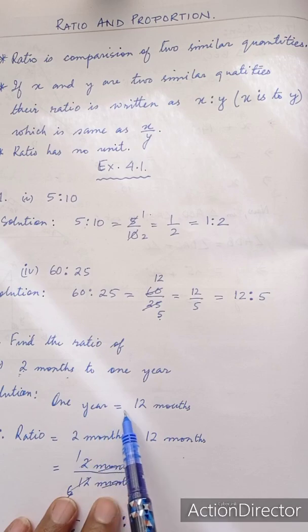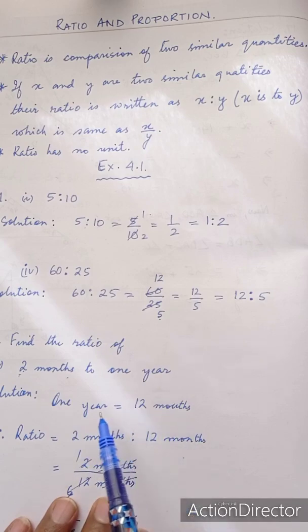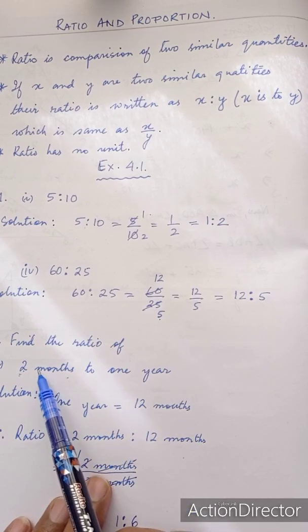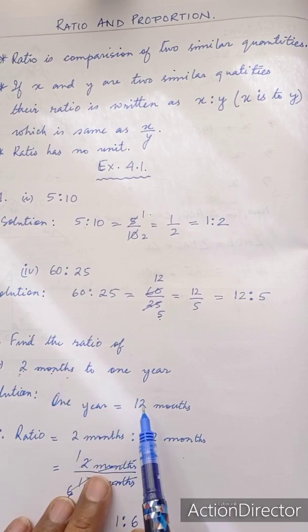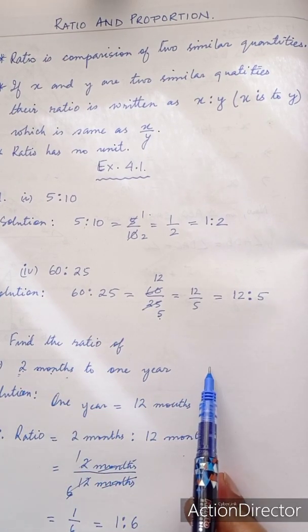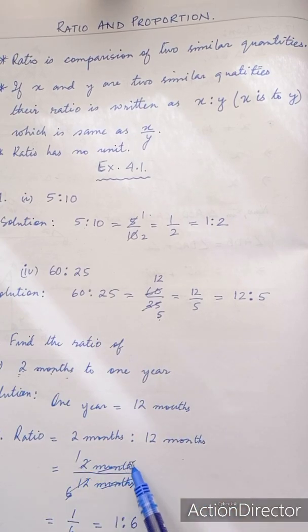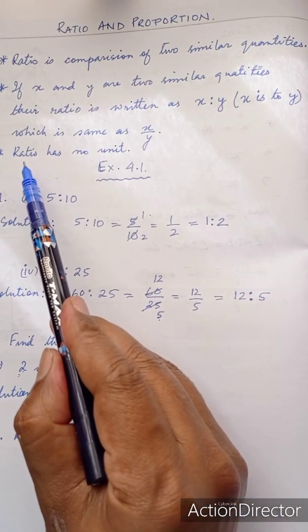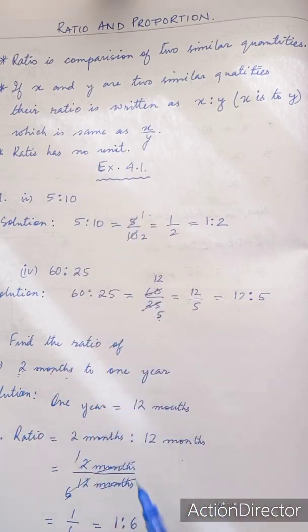So 1 year is equal to 12 months, we know. Now the ratio will be 2 months is to 12 months, and then we will be cancelling this. Months and months will be cancelled, 2 one time, 2 six times, so the ratio is 1:6. As I have already said here, ratio has no unit. You can see this is a pure number and it has got no unit in it.